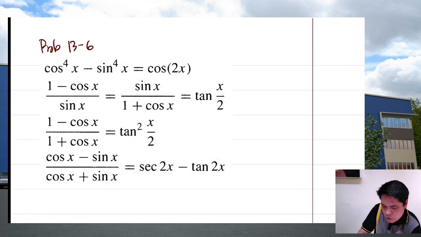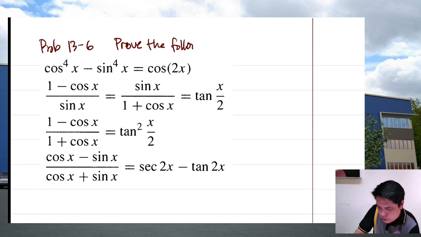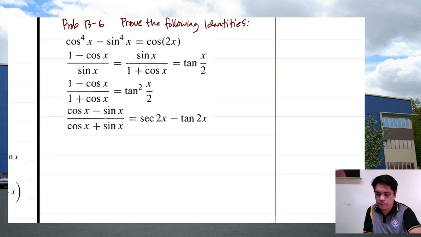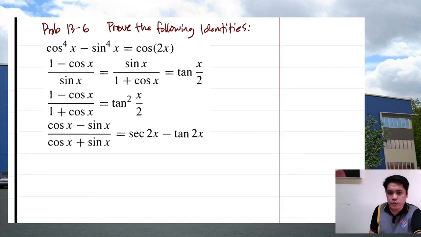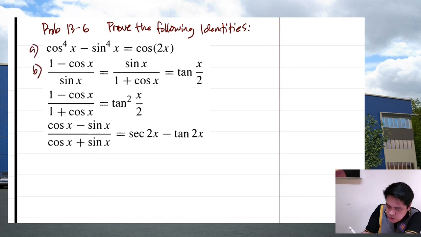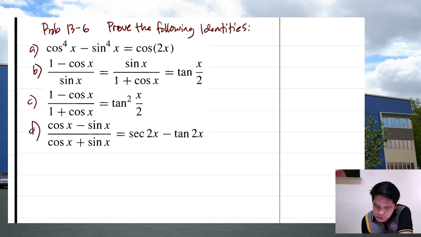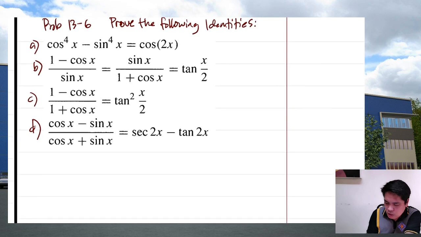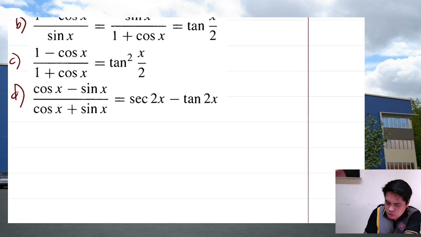13-6, we need to prove the following identities. Let me write that. Prove the following identities. Okay? Or just prove the following equations. Pwedeng ganun. So let's call this A, B, C, and D. So let me start with letter A, then I think yung iba kayang-kaya nyo na.